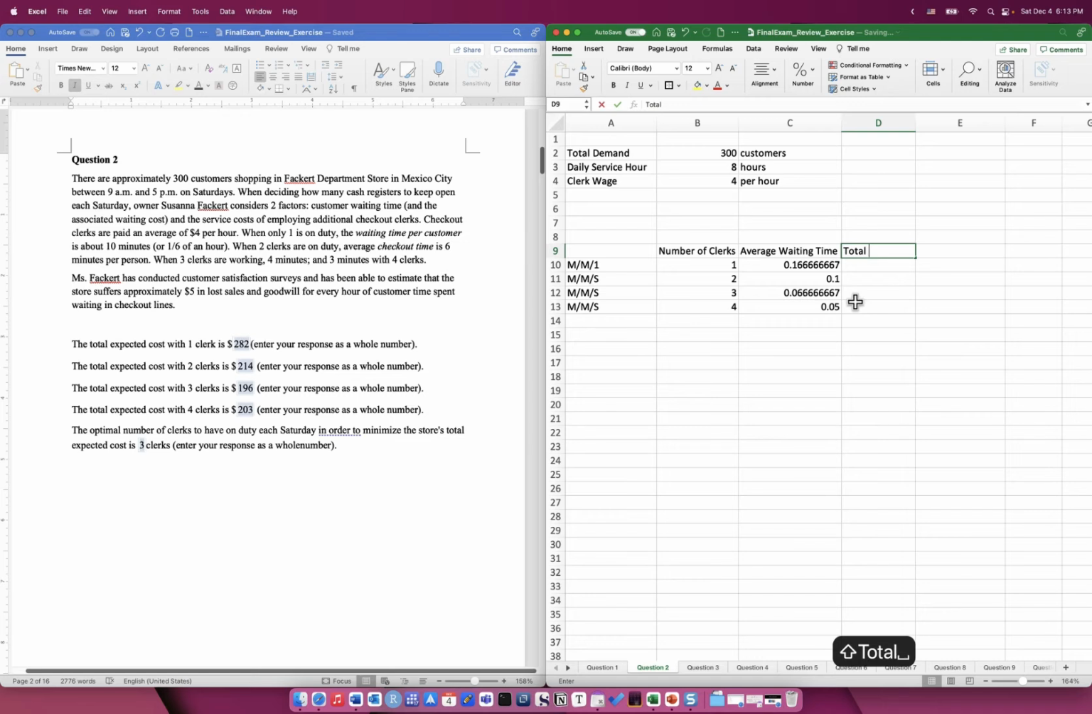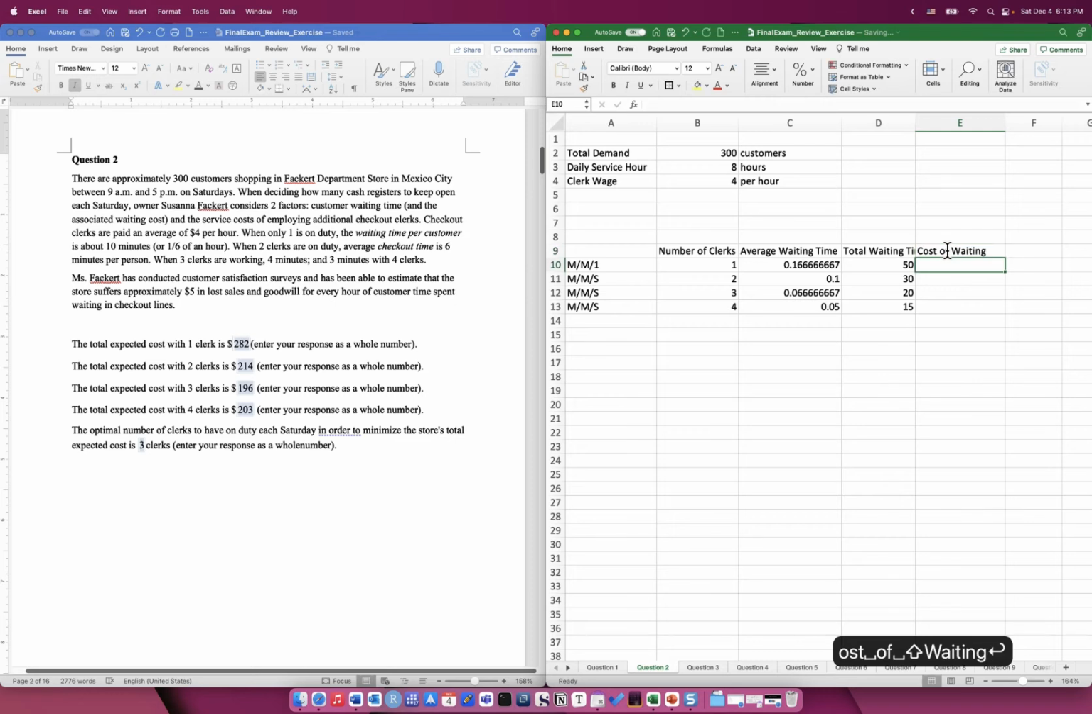So total waiting time for the entire customers. It tells you that there are 300 customers coming during that period, so I'm just going to multiply by 300 here. I'm going to absolute reference it because in general everyone waits 10 minutes. Therefore, for 300 people, that's equivalent to 50 hours.